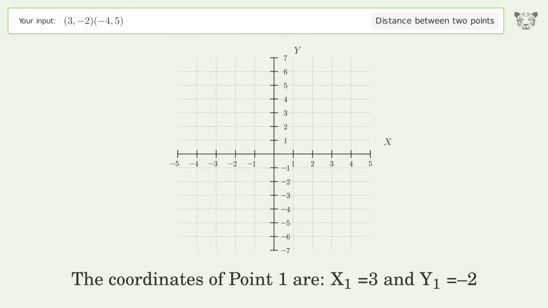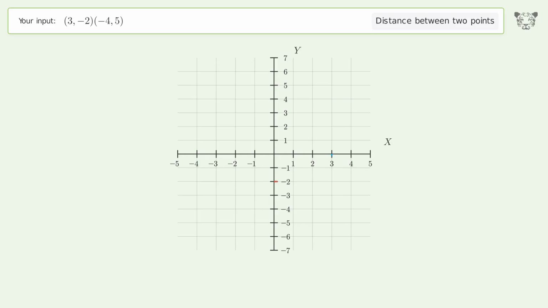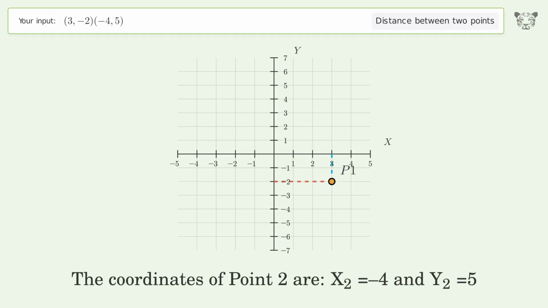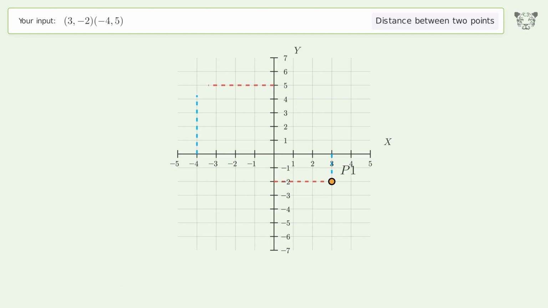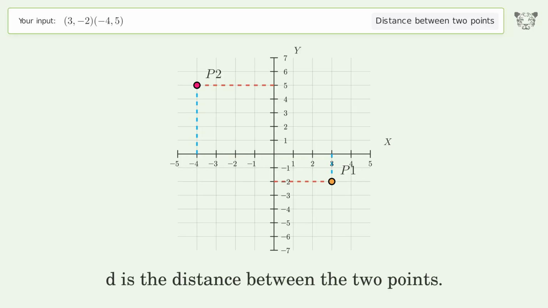The coordinates of point 1 are x1 equals 3 and y1 equals -2. The coordinates of point 2 are x2 equals -4 and y2 equals 5. D is the distance between the 2 points.